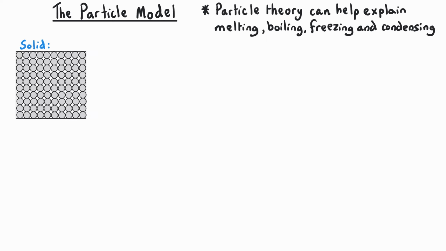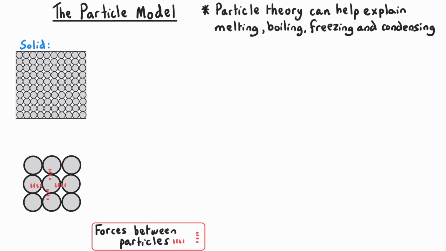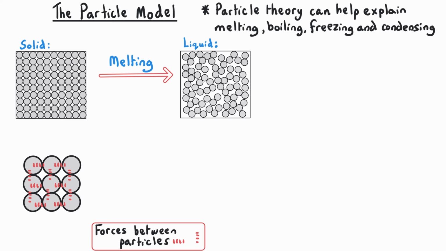Particle theory can be used to help explain changes of state. The particles in a solid are held together in ordered rows and a regular pattern, and the particles are not free to move around, only to vibrate about a fixed position. And this is because there are strong forces between the particles holding them in that fixed position. In order to turn a substance from a solid into a liquid, these forces need to be overcome or at least weakened. And so energy needs to be put in for this to happen. And this energy is only supplied once a substance reaches its melting point.